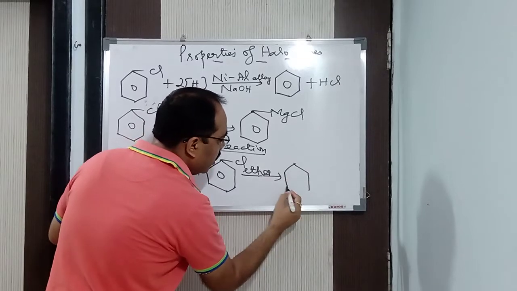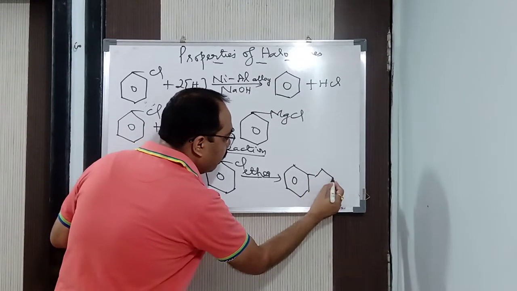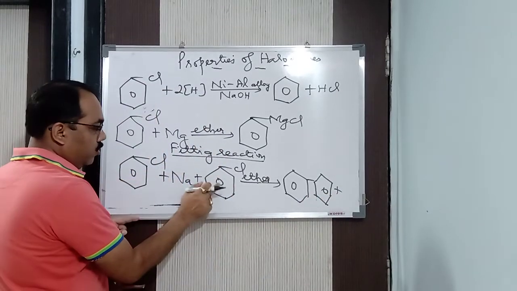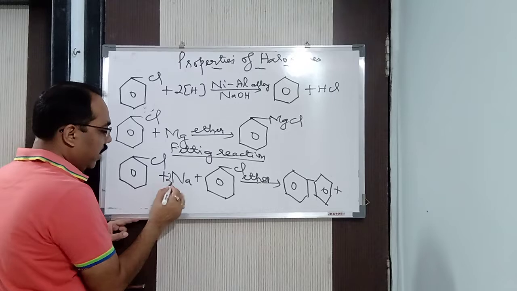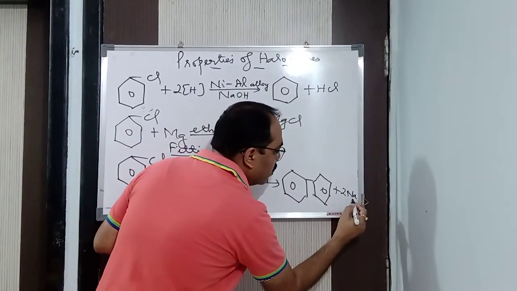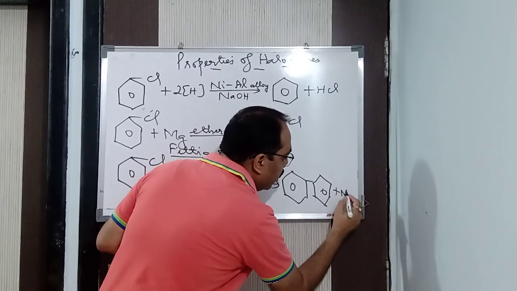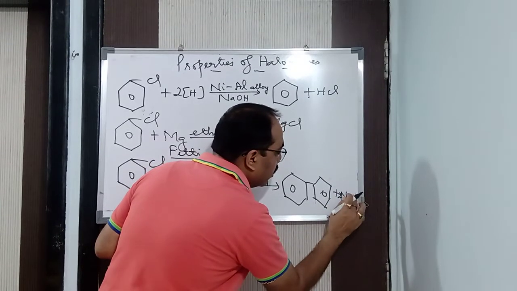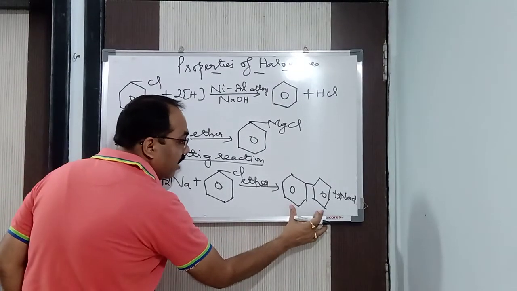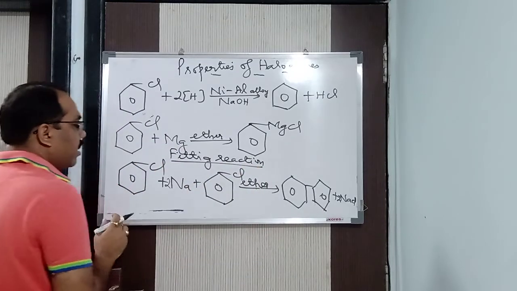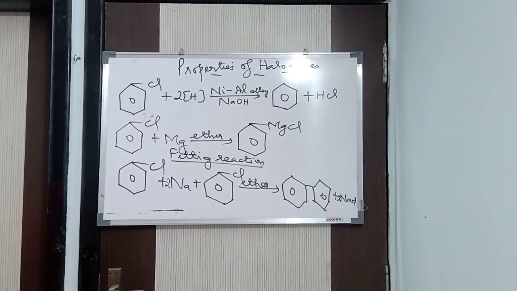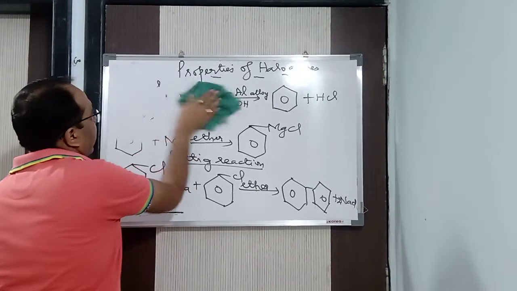So what I am going to get is diphenyl. This is your diphenyl, two benzene rings, plus 2 Na reacting with 2 chlorine to form 2 NaCl. I don't have the space here, so I am writing 2 NaCl here. So this compound is diphenyl, and this reaction is known as the Fittig reaction. Similarly, we have the Wurtz-Fittig reaction.